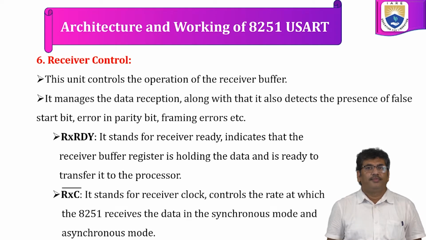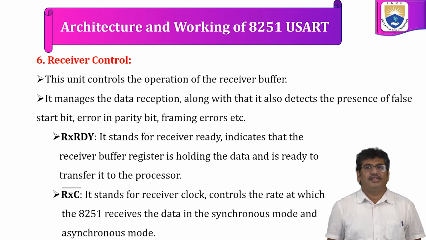Receiver control. This unit controls the operation of the receive buffer. It manages the data reception. Along with that, it also detects the presence of a false start bit, errors in the parity bit, framing errors, etc. So when the data is being received, three types of errors can occur. One is parity error, another is frame error, and the other one is overflow error.